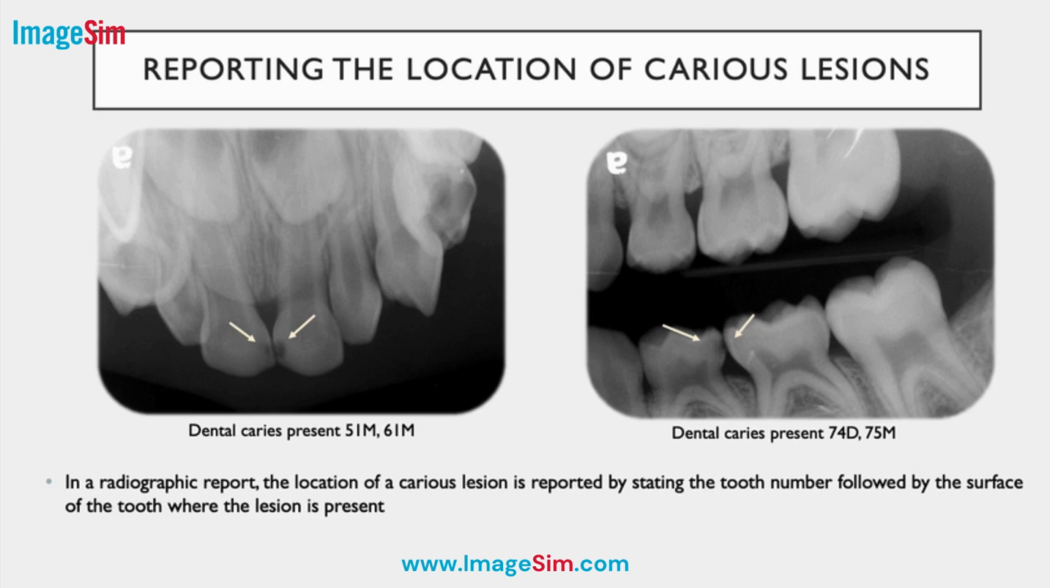Reporting the location of carious lesions. In a radiographic report, the location of a carious lesion is reported by stating the tooth number followed by the surface of the tooth where the lesion is present.